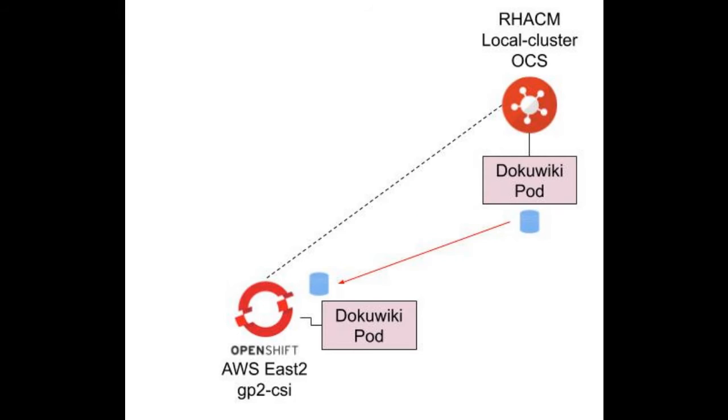A cluster will be deployed on AWS. This location will be a replication destination receiving data from ACM. The default storage class on this cluster is GP2 CSI.